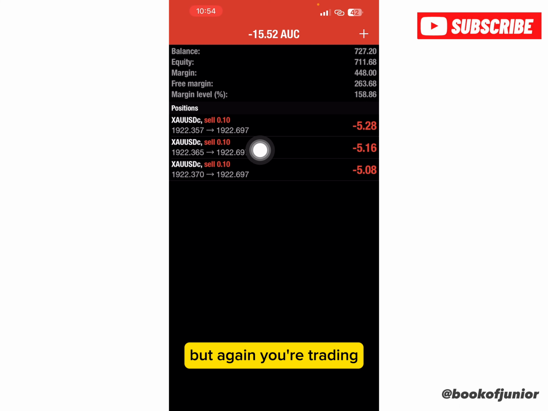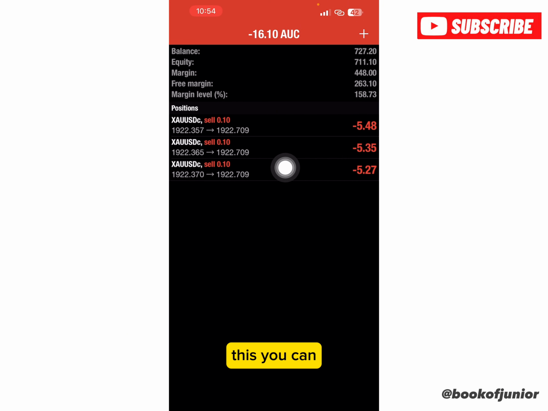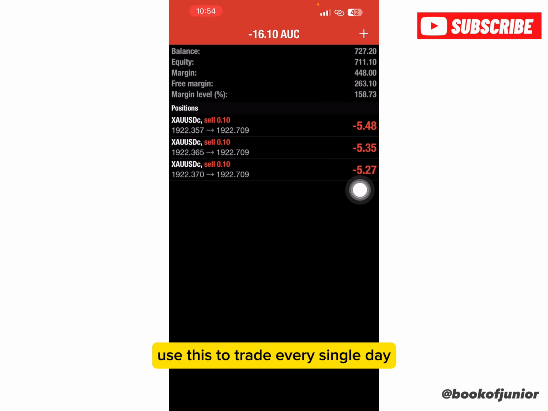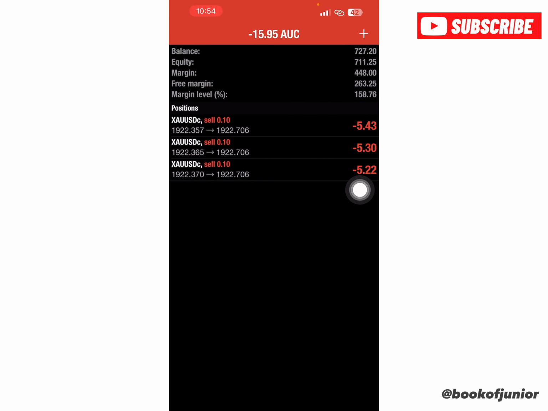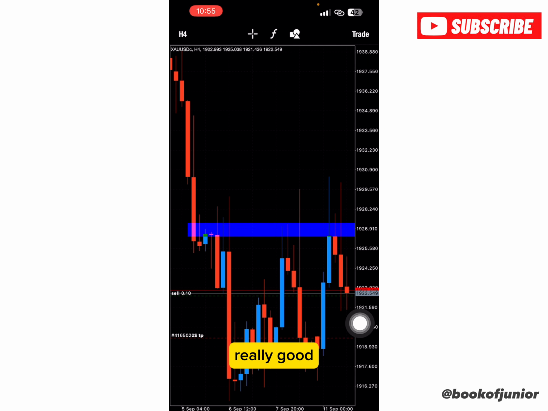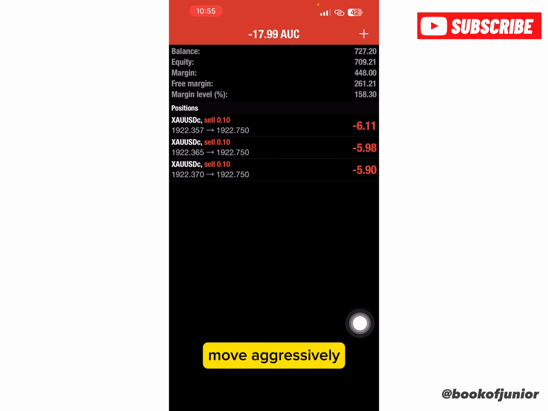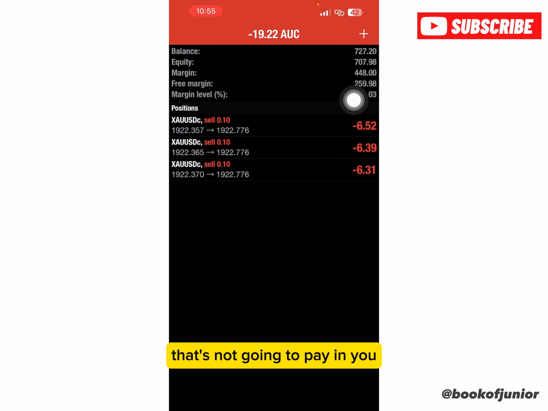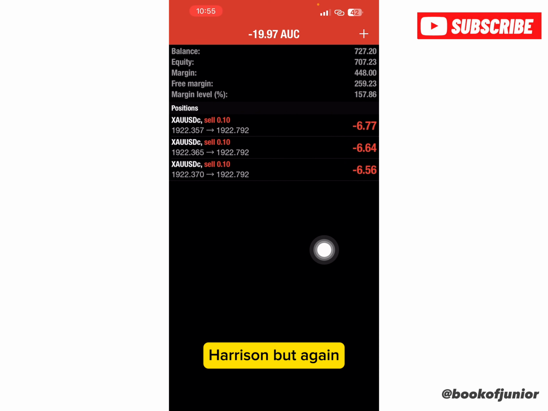You understand? But again, you're trading. This is less risky. You can use this to trade every single day if you're a day trader. But if you're a swing trader, you can use this anytime you have a really good move, to aggressively put your big lot sizes. You understand? When you lose this money, it's not going to pain you. But again, you are trading, at least in the real markets.